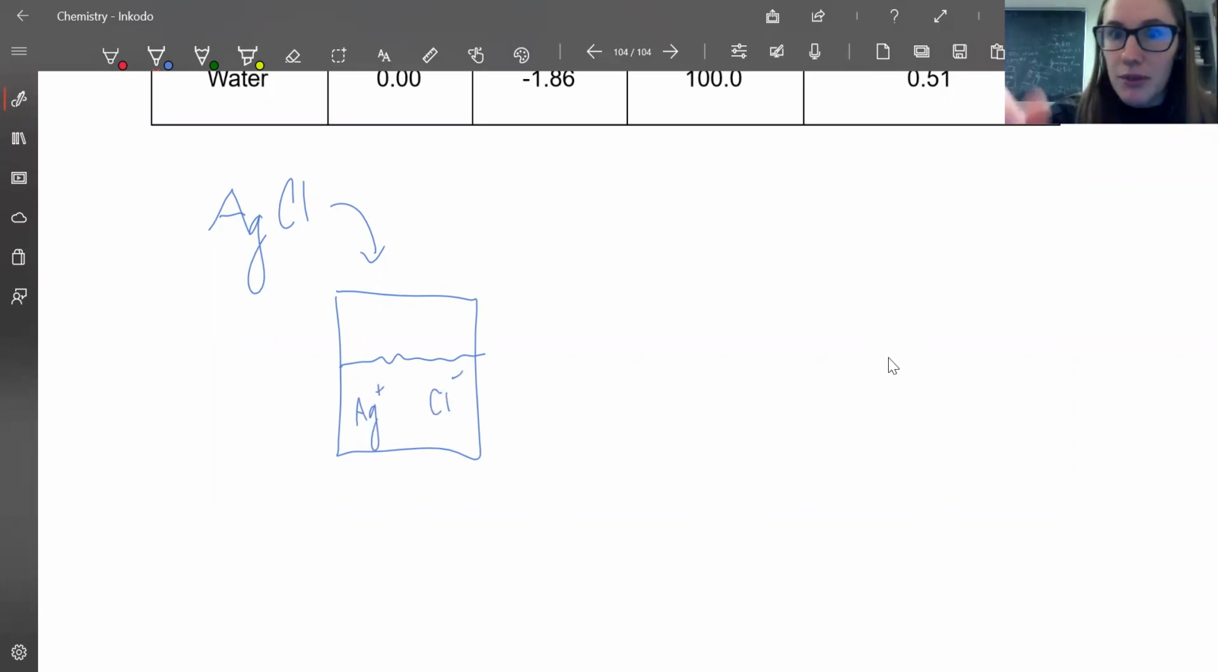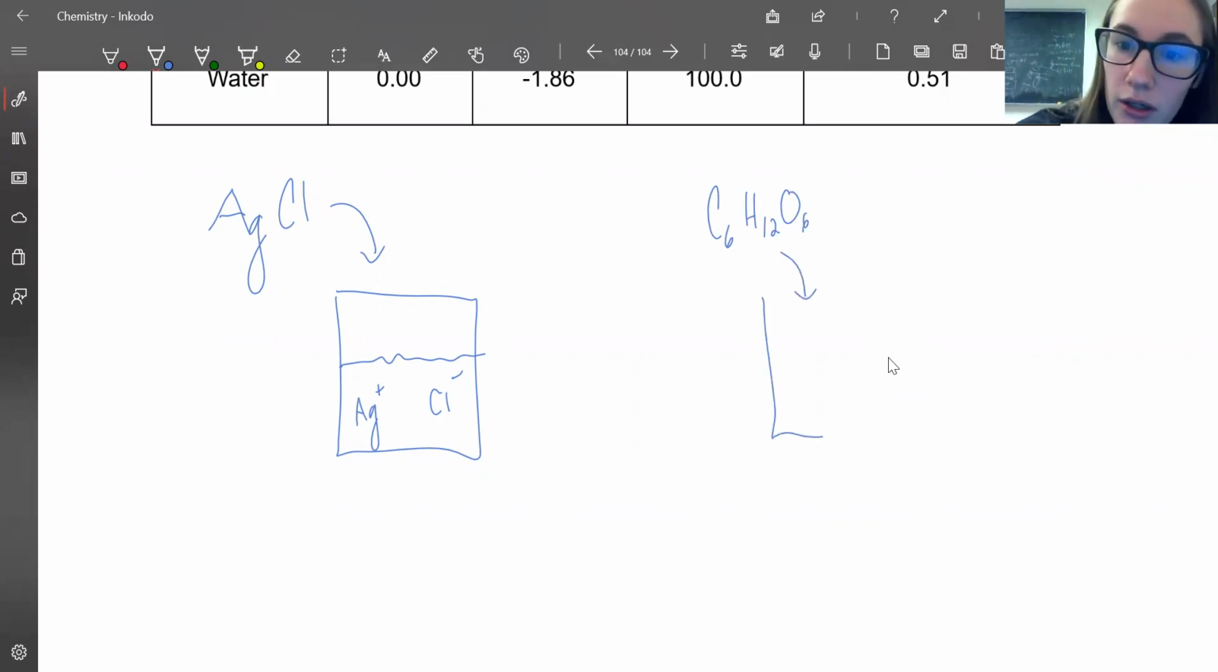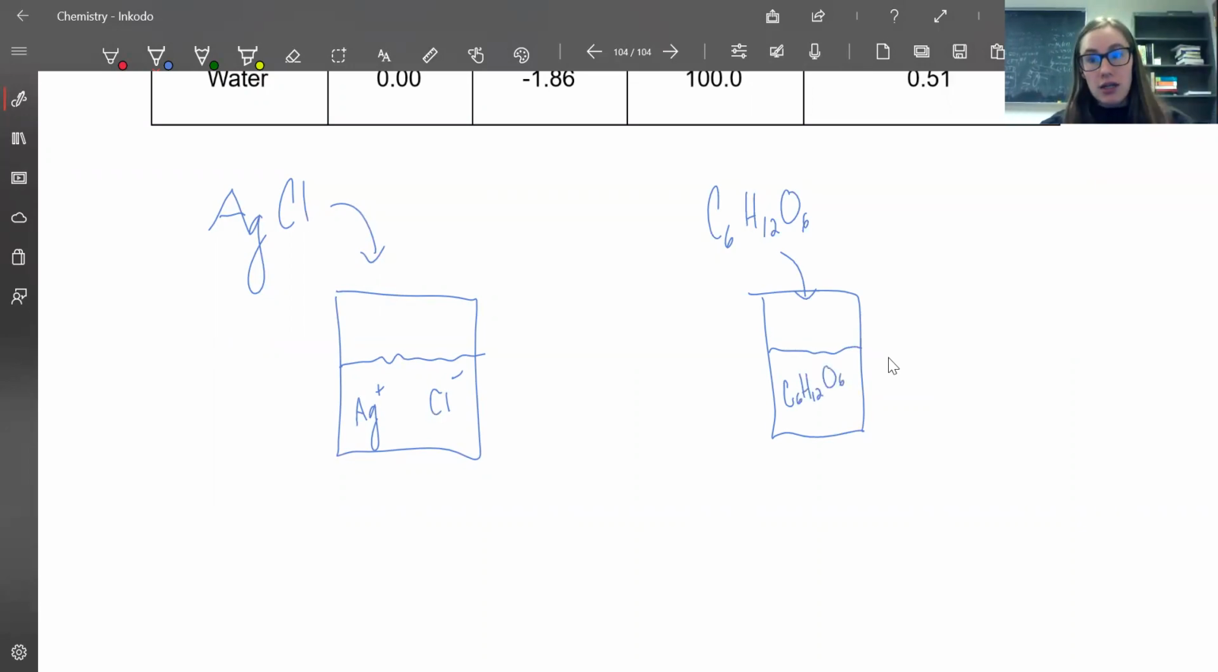Now let's say that you put something like sugar. So sugar is C6H12O6. That's one of the sugars anyways. So when you throw this in water, this guy will stay as one molecule, C6H12O6. So this guy doesn't break up, this guy does.